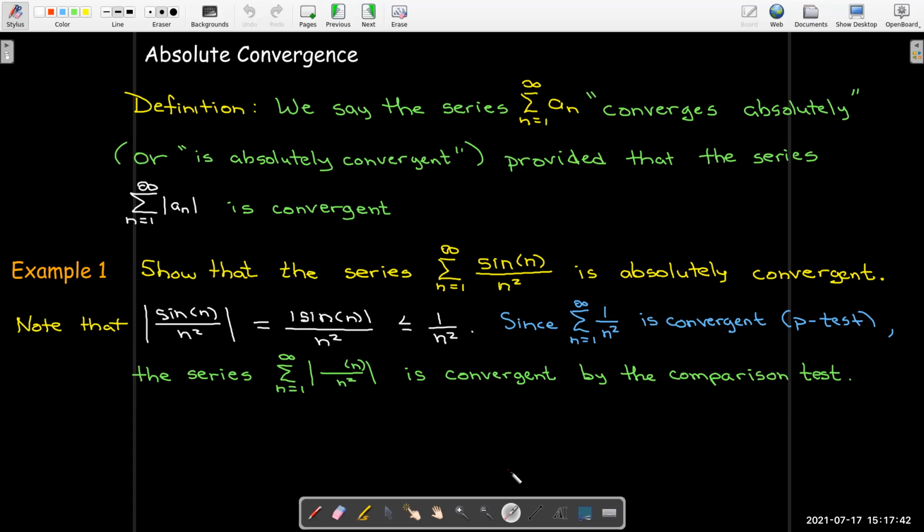So the sum of the absolute value of sine n over n squared is convergent by the comparison test.